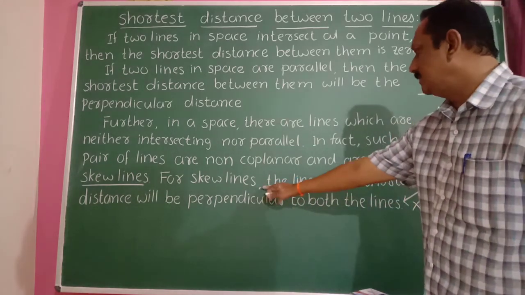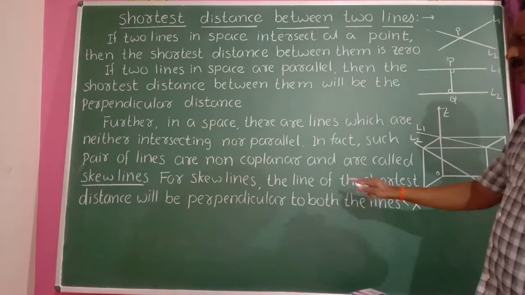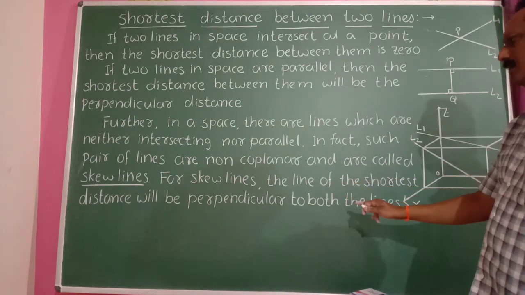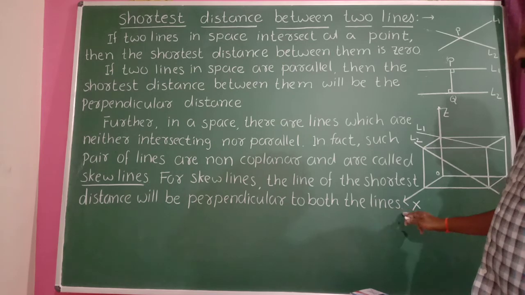Therefore, for skew lines, the line of shortest distance will be perpendicular to both the lines.